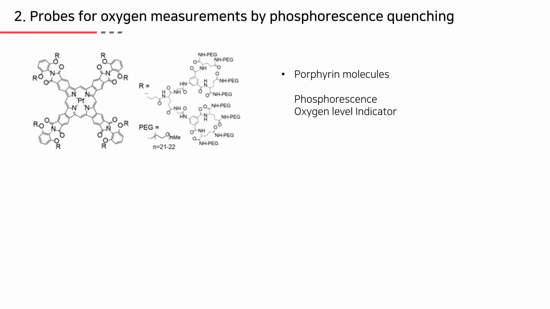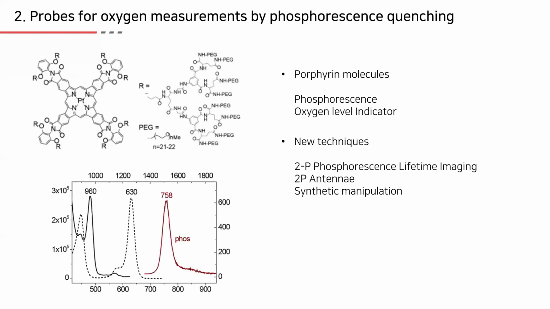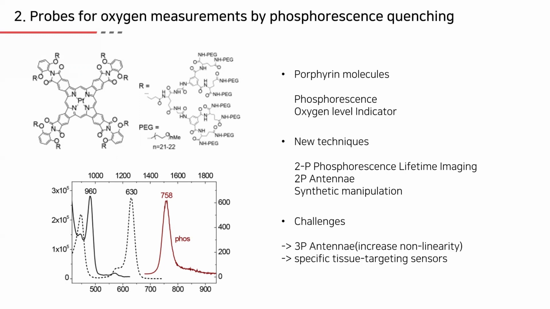The development of utilizing two photons with antennae in these phosphorescent probes in microscope, along with synthetic manipulations, has led to great advance in neuroimaging of oxygen distribution. Still, several novel developments can be done, to combine this imaging with sensing environmental analytes to increase orders of nonlinearity, for example, applying 3-photon absorption, and to develop specific tissue targeting sensors.